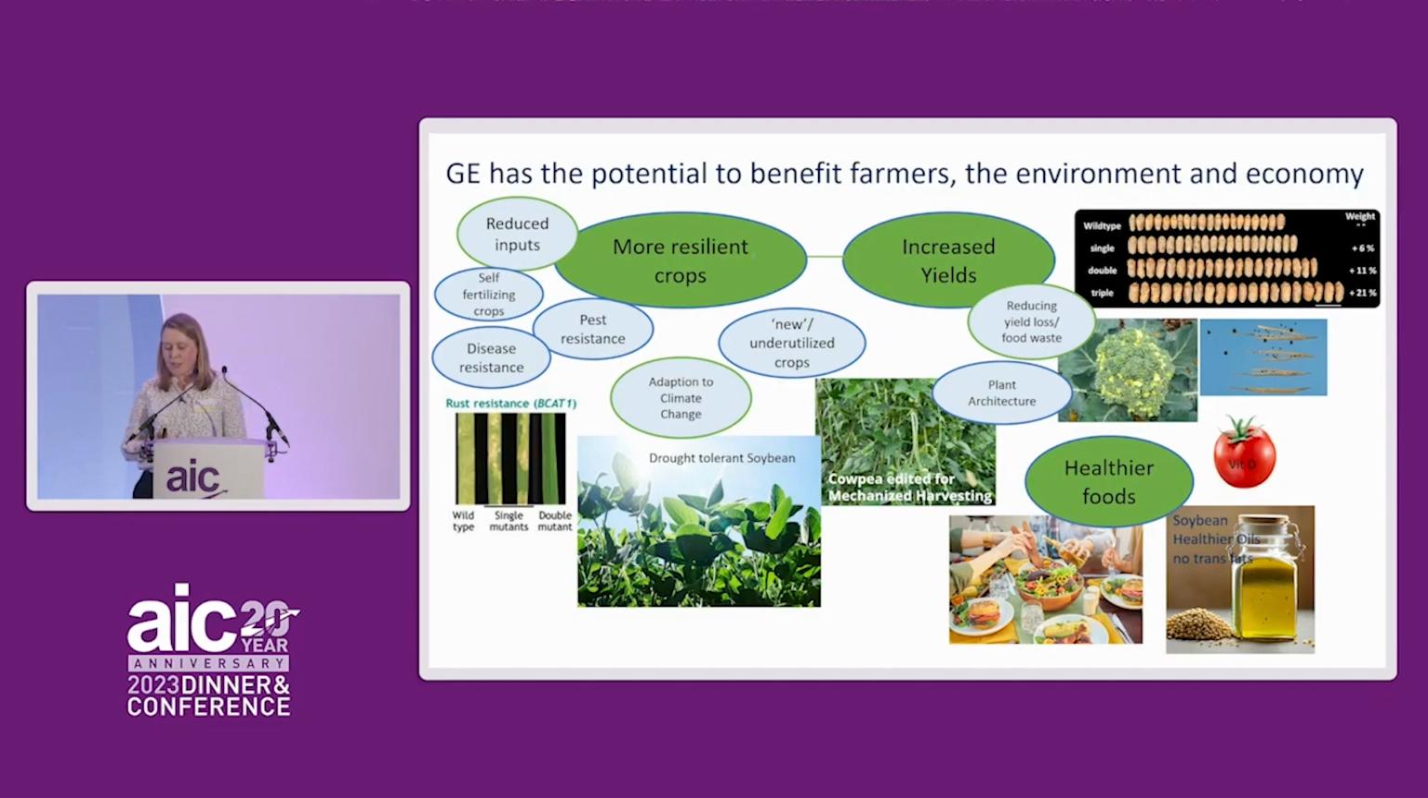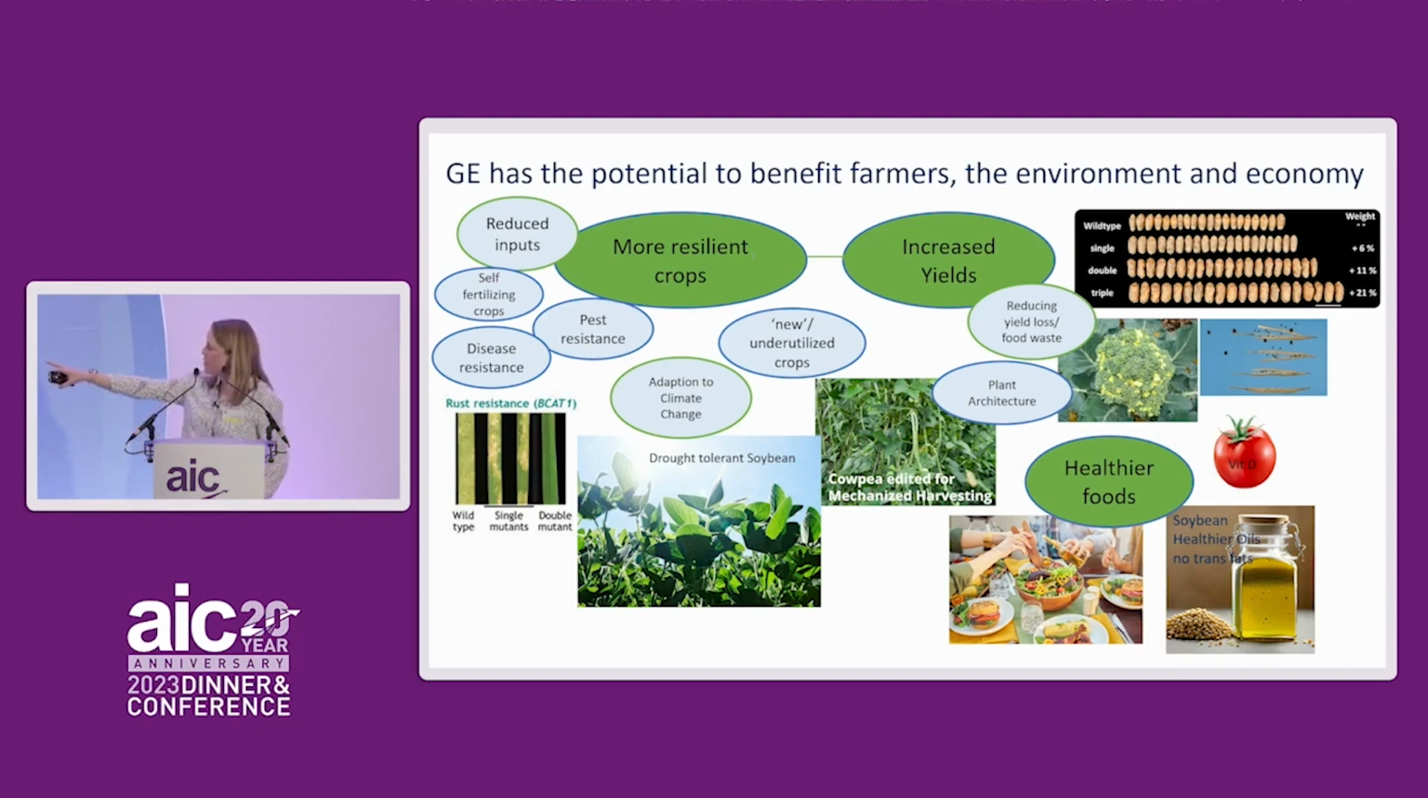And so gene editing and precision breeding really has the potential to benefit farmers, the environment and the economy. And there's a whole host of different things that we can do with it. But the ones that are coming through to market currently or in the field trial stages are work to develop more resilient crops. So we're seeing some nice work looking at disease resistance.